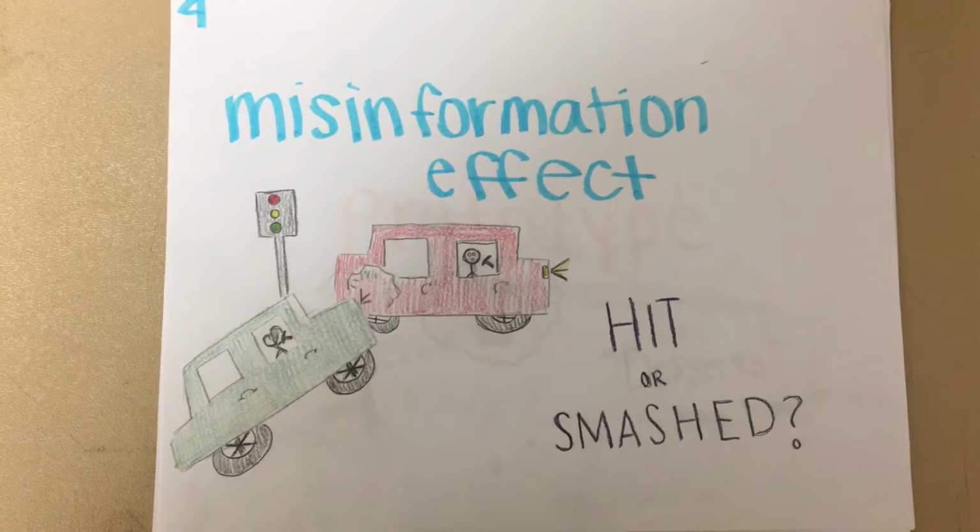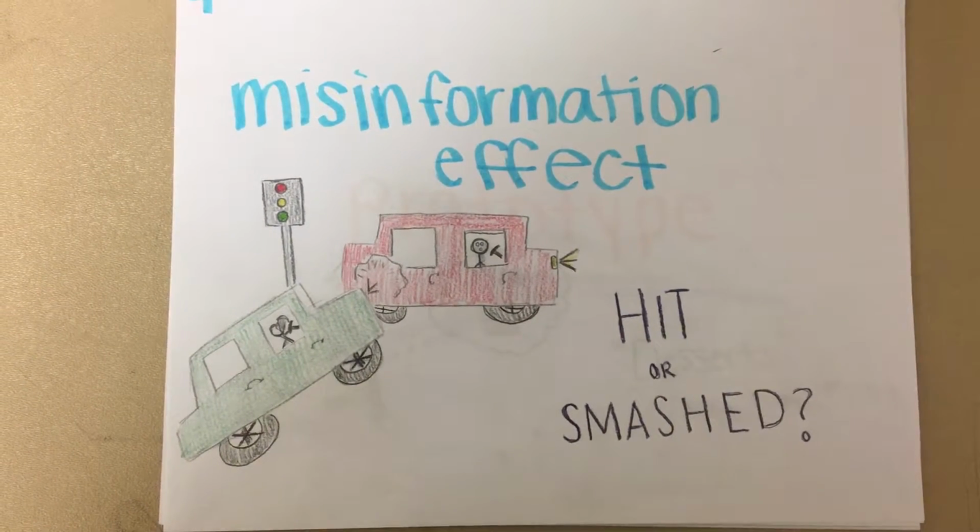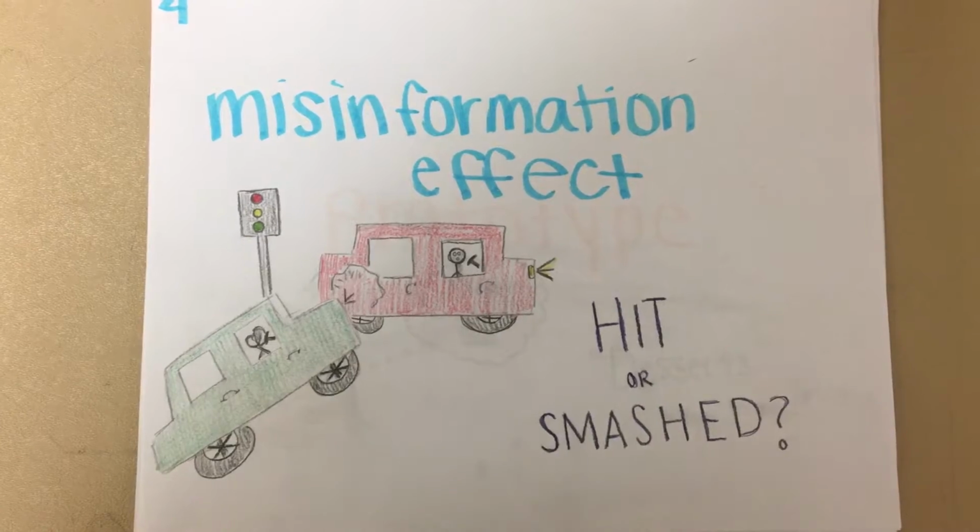Misinformation effect. The misinformation effect is incorporating misleading information into one's memory of an event. Here we drew the hit or smash experiment.